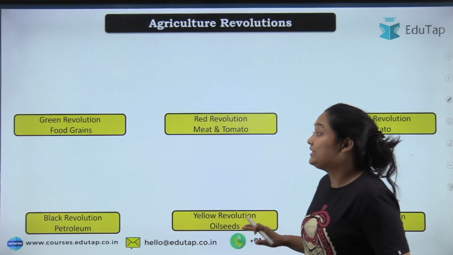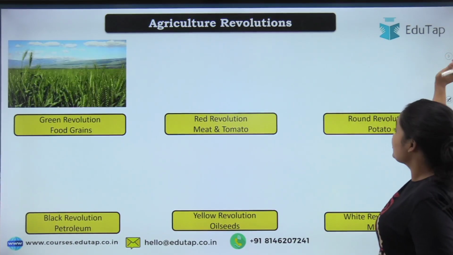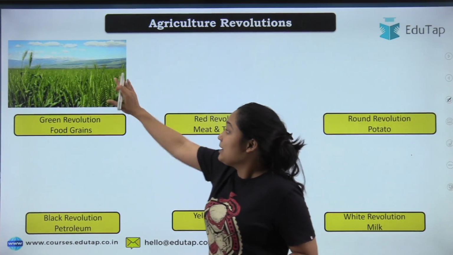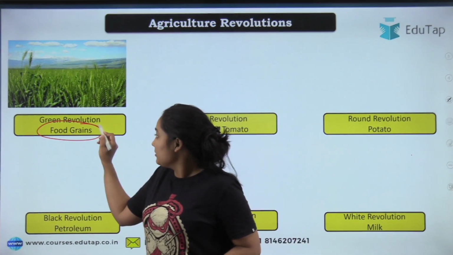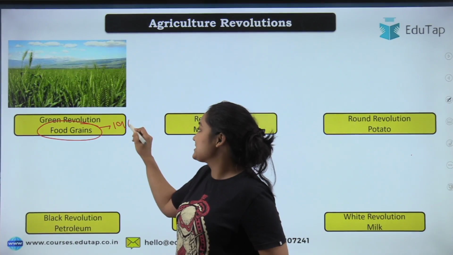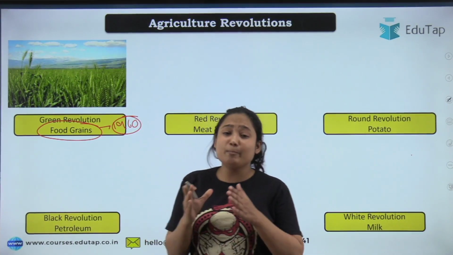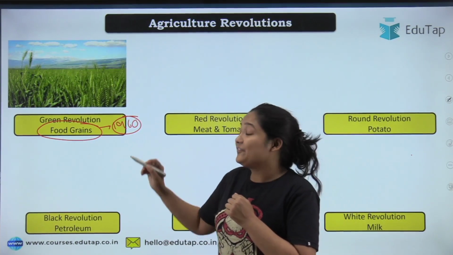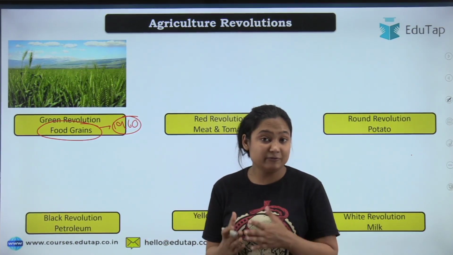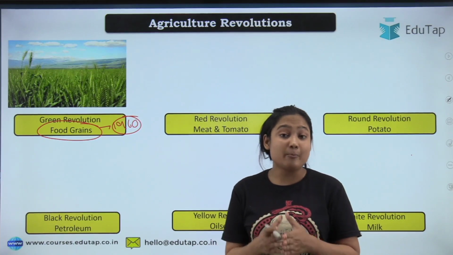Okay, talking about green revolution, see your plants are green, so your green revolution deals with the plants. It deals with the food grains especially. So, before 1960, even though most of our population depended upon agriculture, we were a net importer. We didn't have enough food to even feed our own population.